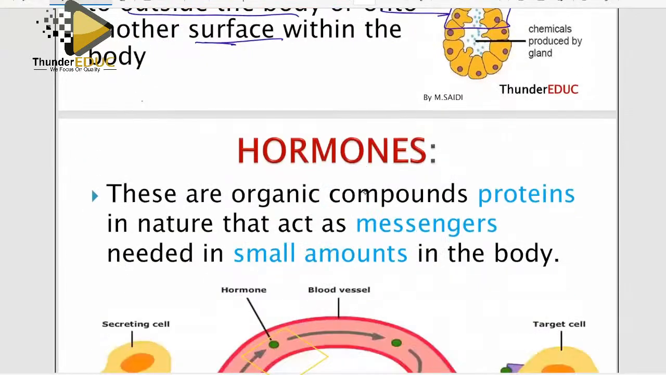So hormones are organic compounds. They can ask you this question. Organic compounds, protein in nature, and they are messengers. They have to convey the message the body wants. And these hormones are not needed in large amounts. They are needed in small amounts, because if there is too much of them, it's going to be another problem.